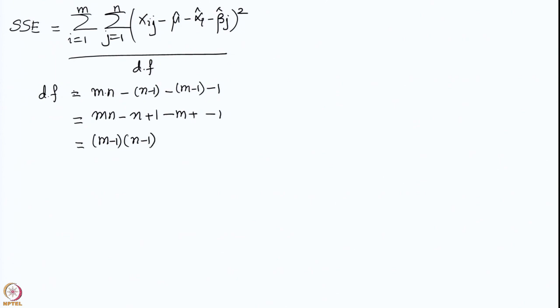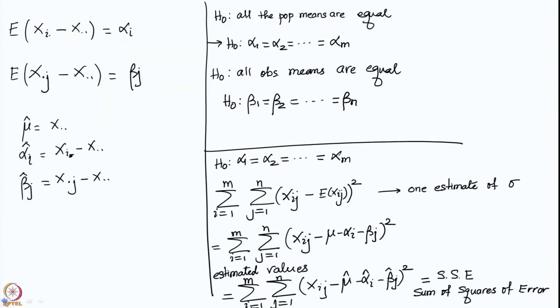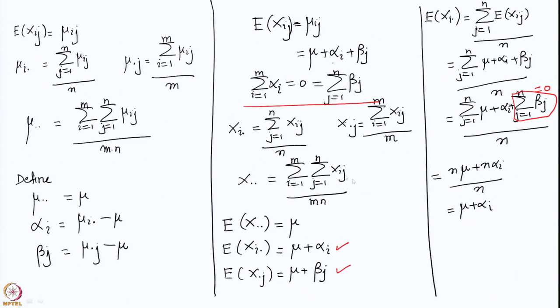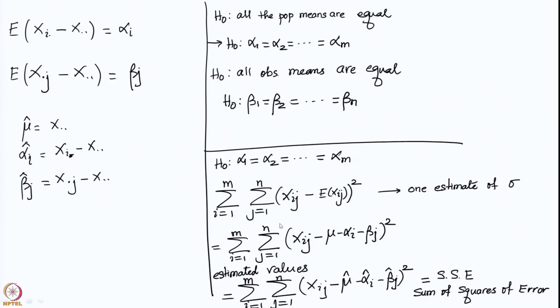Remember how it is calculated. Let us go back; alpha hat is calculated in this manner. So there is already one alpha, and n observations have to be calculated. So alpha hat comes out of x i dot. So there are n of them and you have to take out one x dot dot. So it is n minus 1. Similarly, you have m minus 1.